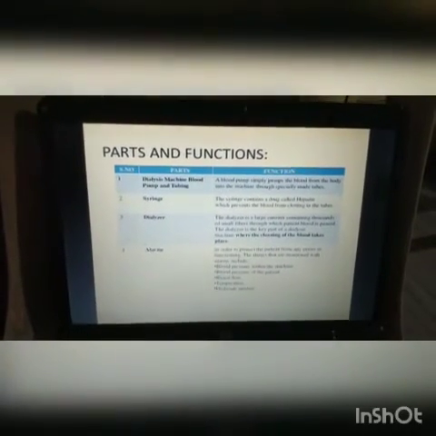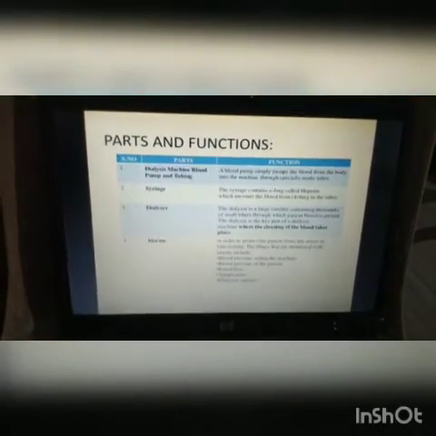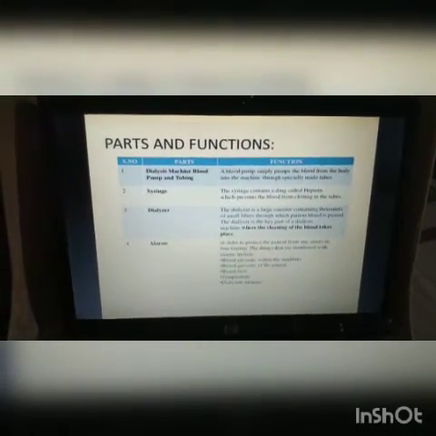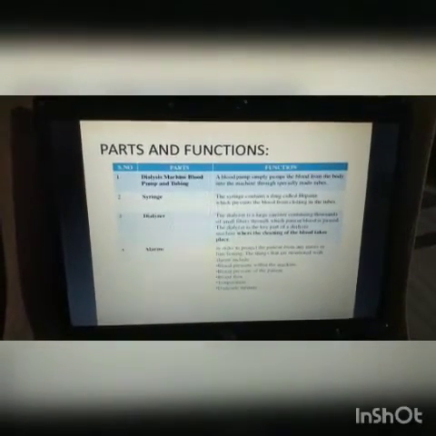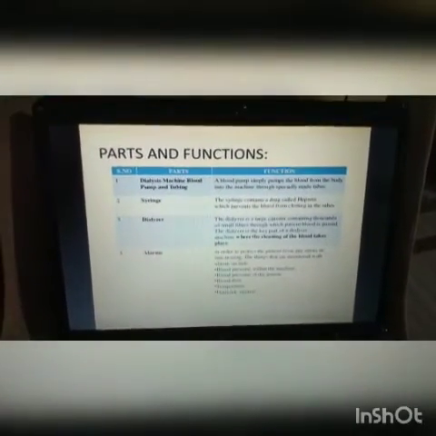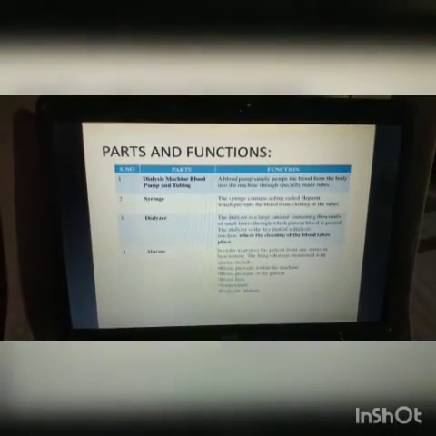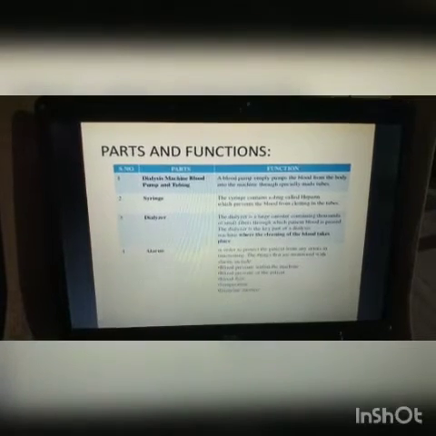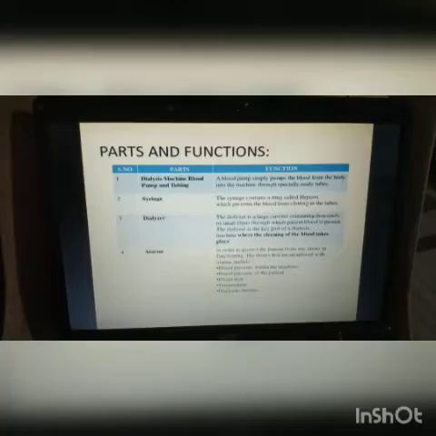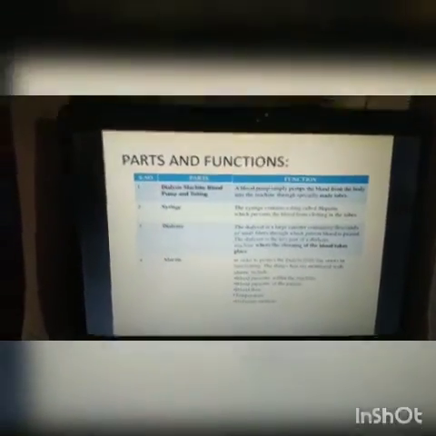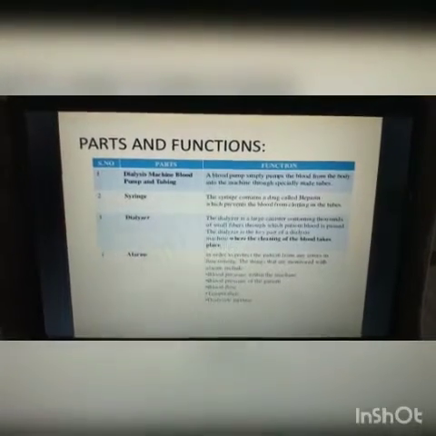Next, how these parts function. First of all, the dialysis machine's blood pump and tubing. This simply pumps the blood from the body into the machine. Syringe: this syringe contains heparin. Next, the dialyzer, which is used for the cleaning of the blood.